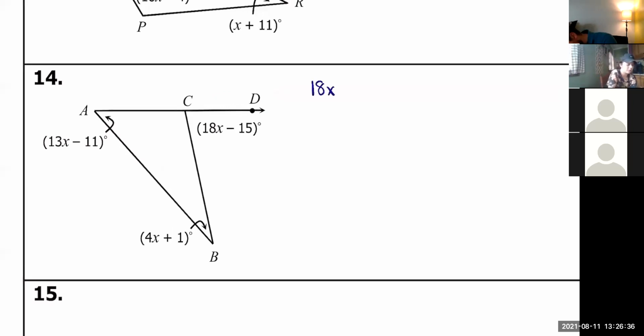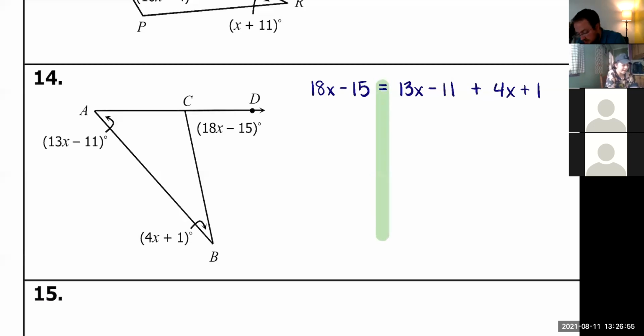18x minus 15 equals 13x minus 11, which is angle A, plus angle B, which is 4x plus 1. And then I go into solving mode.